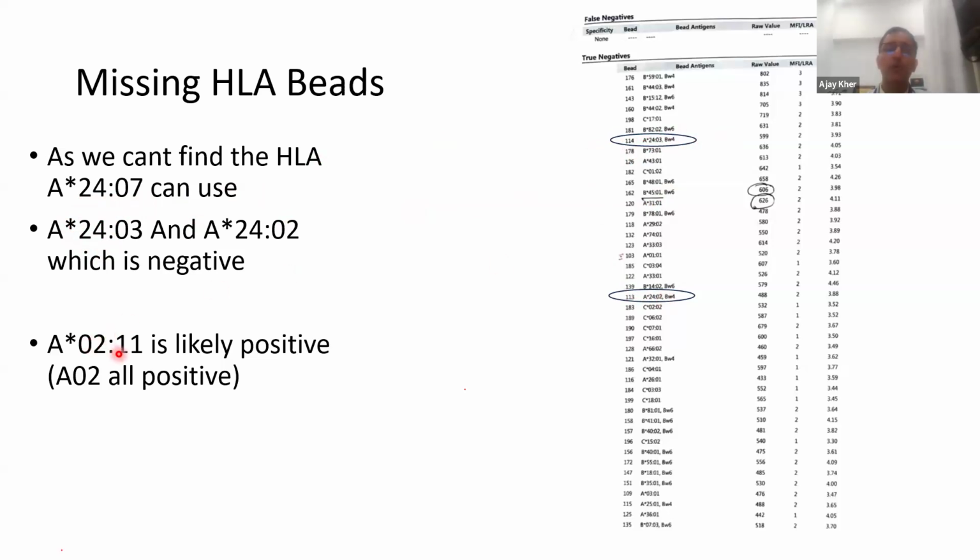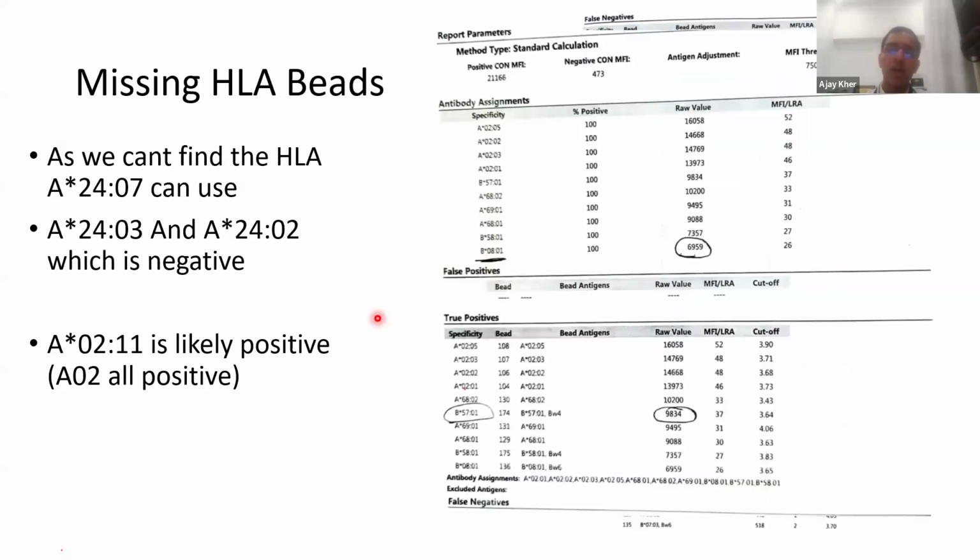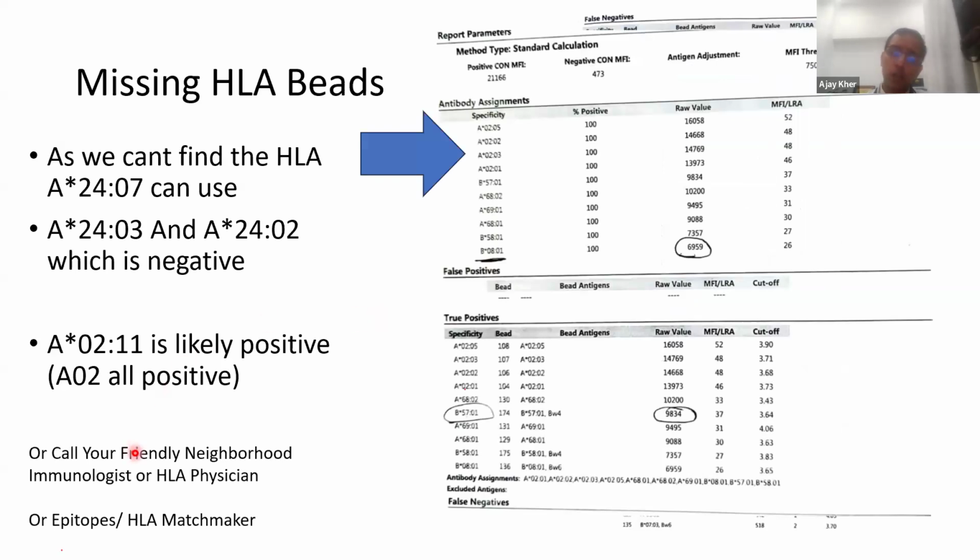Similarly, let's say you have a donor who has A*02:11. If we look at the A02s on this single antigen bead, all the A02s are positive: 1, 3, 5. So you can assume that the 11 is likely positive. So this is one way of getting to that answer. Another way is to call the HLA lab, and they can look at the epitopes and the antibody profile, and then tell you whether 2407 or 0211 is likely to be positive or not.